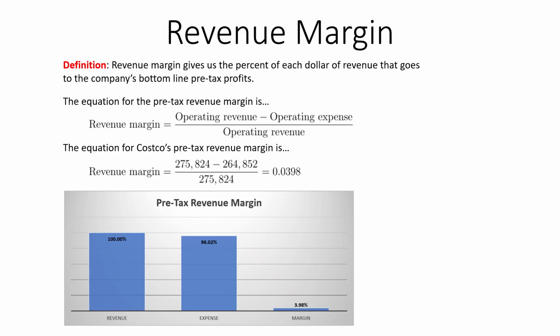Now, the equation for pre-tax revenue margin is operating revenue minus operating expense, divided by operating revenue. So if we go to our financial statements and plug the 2025 numbers into that equation, operating revenue is 275,824, and remember that those are dollars in millions, minus the operating expense, which is 264,852, and then we divide by 275,824, which is operating revenue, and we get 0.0398.